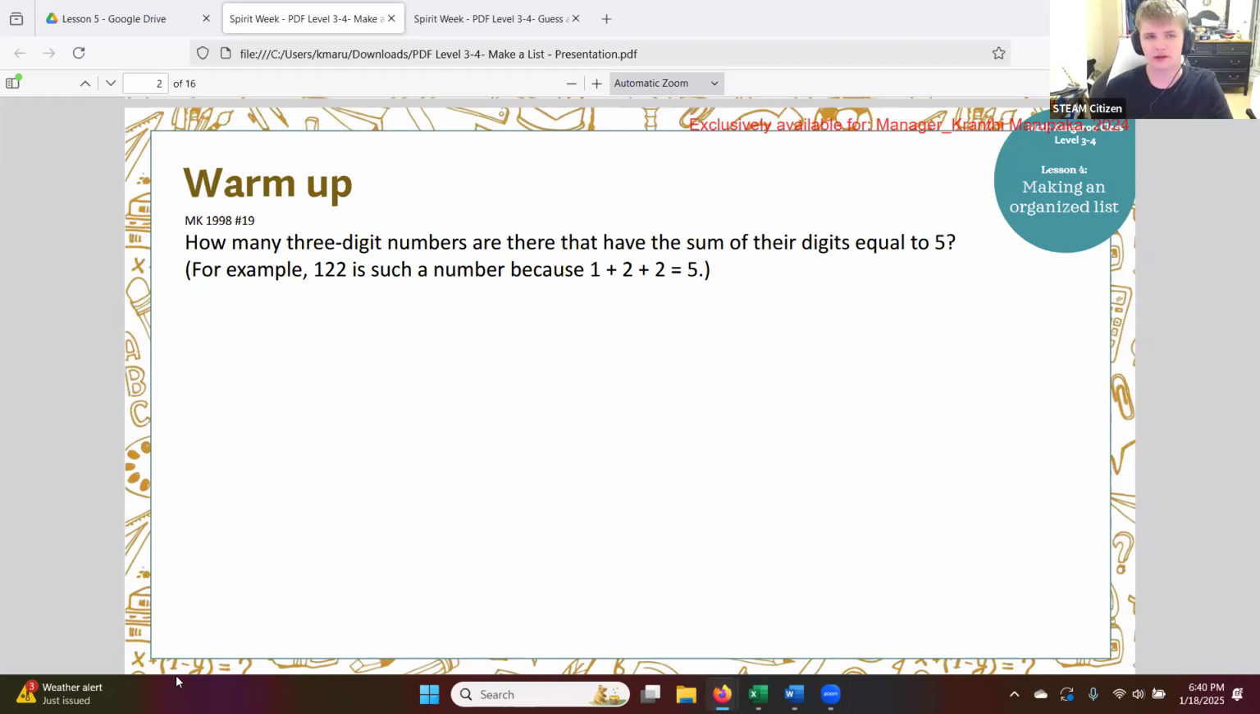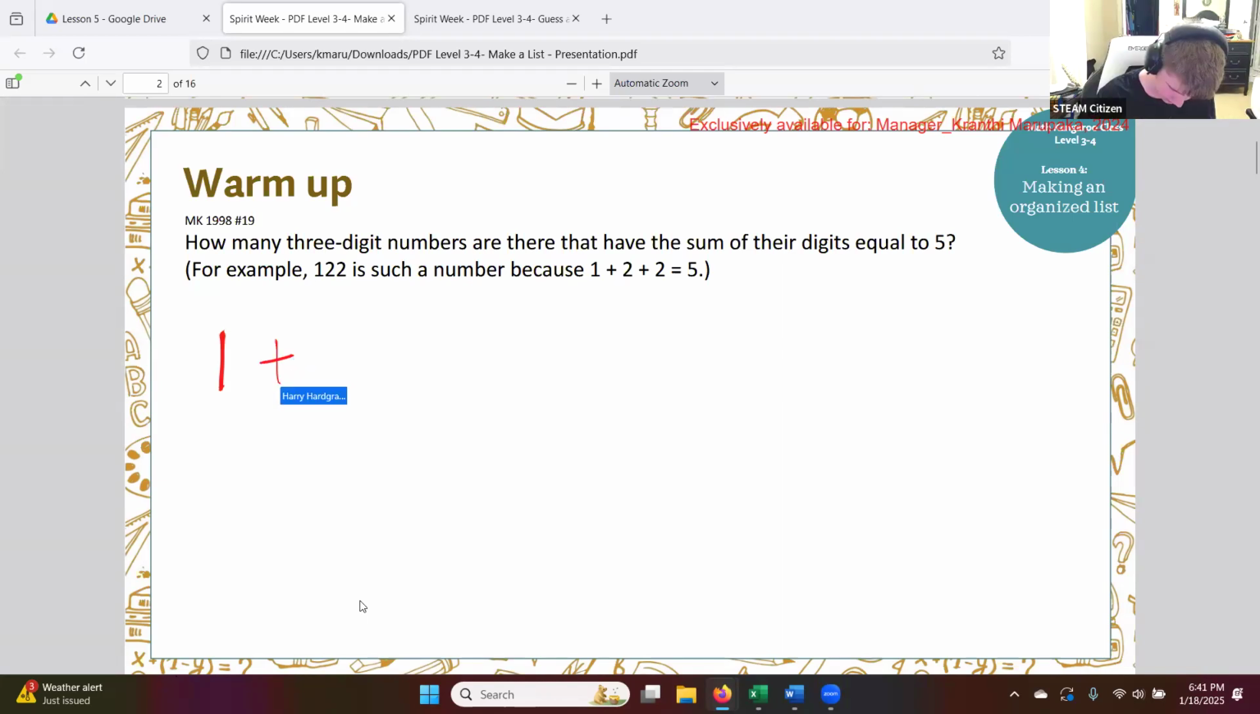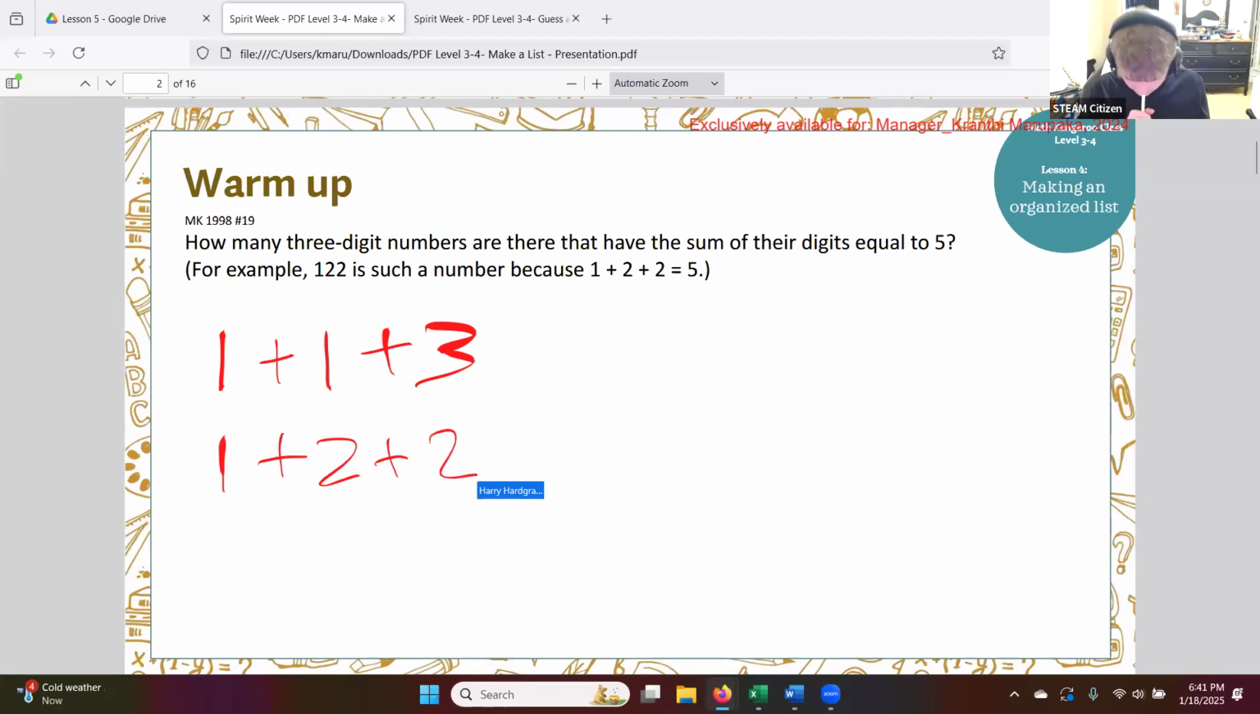That sounds like you just have to find all the different combinations of 3 numbers that equal 5. So for instance, 1 plus 1 plus 3, 1 plus 2 plus 2. And I don't think there's any other unique ways of adding those up.